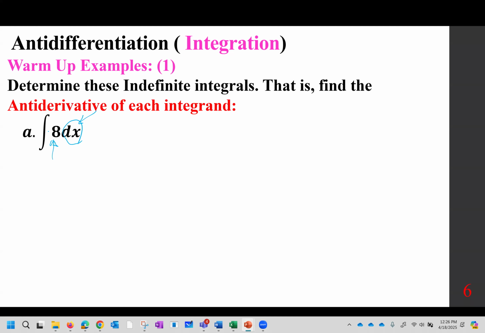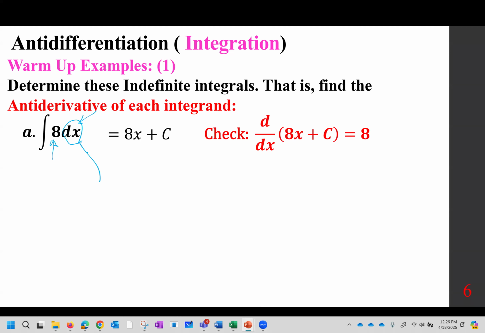Can anybody tell us what function you differentiate to get 8? Anyone? That would be 8x. So 8x plus a constant. And to check, you differentiate the right side to get to the left side. Remember, when we started learning about division, okay, we would check it with multiplication.